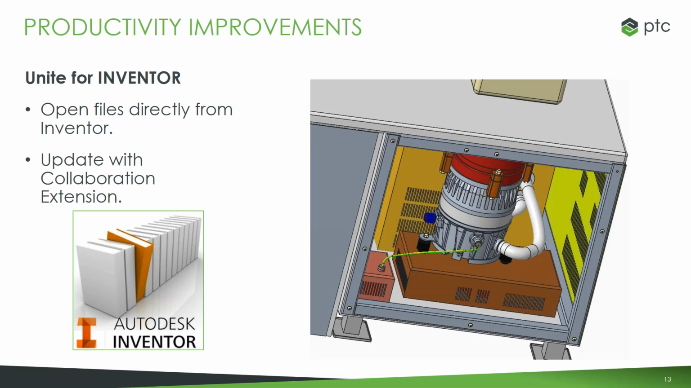We also had improvements with Unite, so we've added Inventor to the list of CAD tools that you can either open directly inside of Creo or save off as. So now we've got Inventor, Autodesk, SolidWorks, CATIA, and NX that you can now open up directly and save off as.